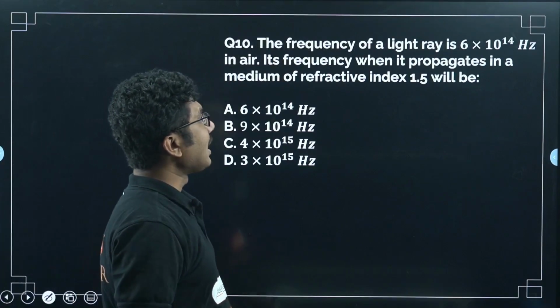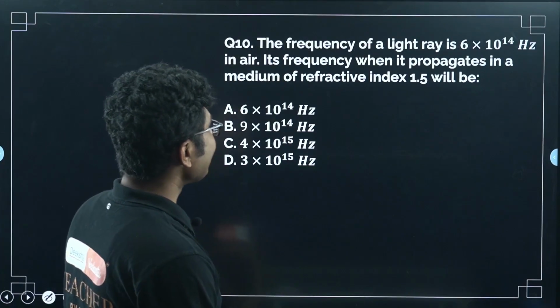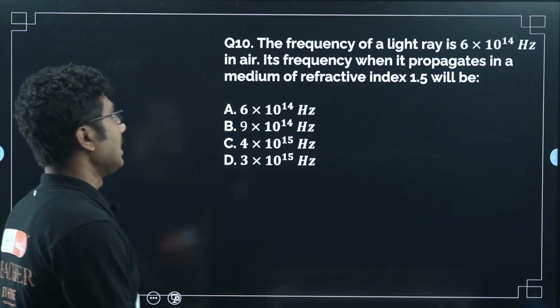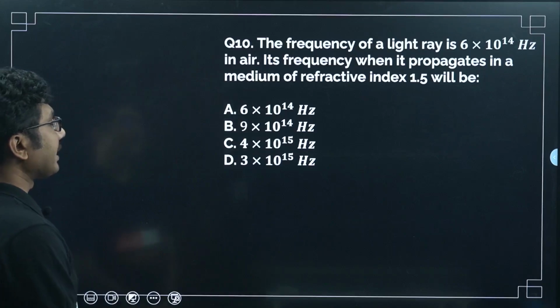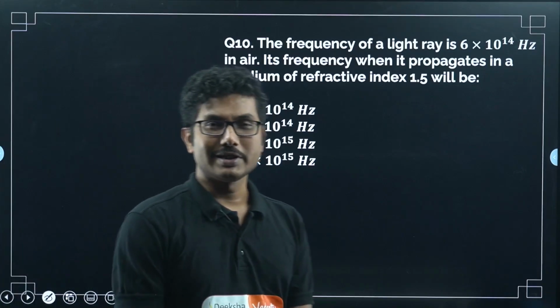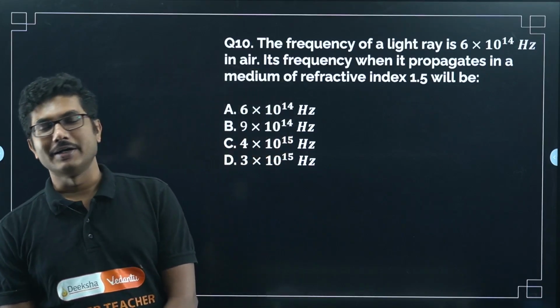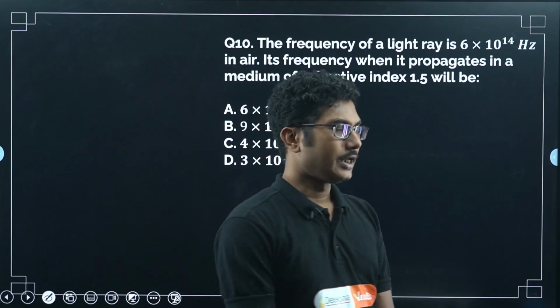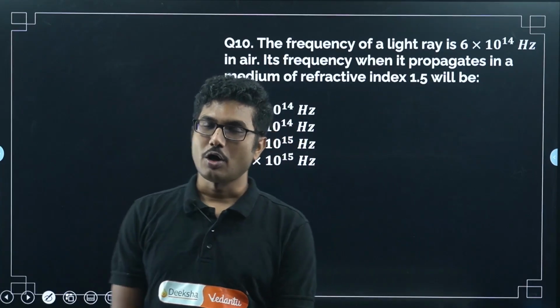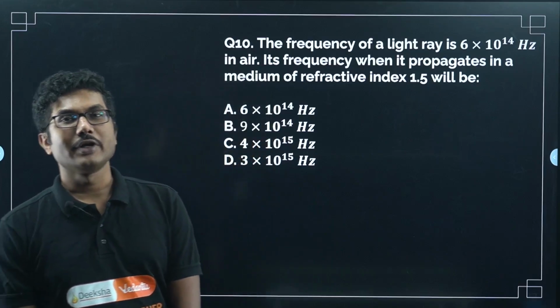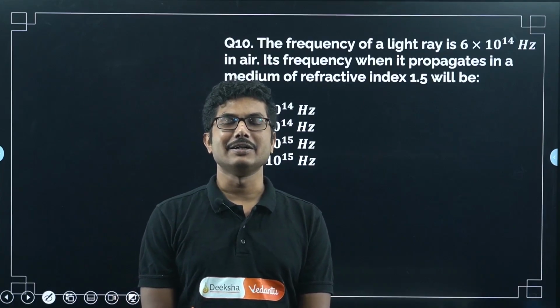The frequency of a light ray is 6 times 10 to the power of 14 Hz in air. What is its frequency when it propagates in a medium of refractive index 1.5? Now this is a very clever question. The frequency of light does not change with refractive index or anything else. Frequency of a light is a universal constant.